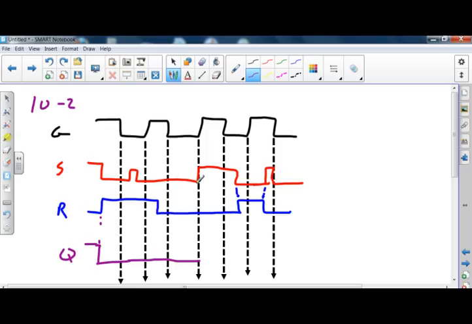So at the next set going high, my gate's on, so now I'm going to come up and go high. I'm going to stay high. Now there's a reset there, but it can't happen because the gate's low and I'm going to be the same through there. But as soon as the gate goes high again, I'm going to reset, and then I'm going to set again. And then the gate goes off.